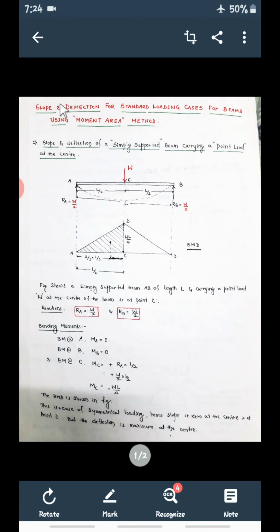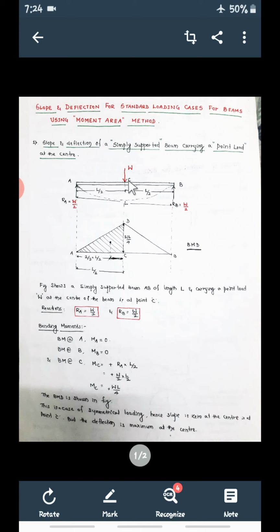Okay, so the heading we're going to study here is slope and deflection for standard loading cases for beams using the moment area method. So now we're going to concentrate only on this moment area method. Using this method, we're going to find the slope and deflection at various points on the beams. So first let us consider a simply supported beam carrying a point load at the center.